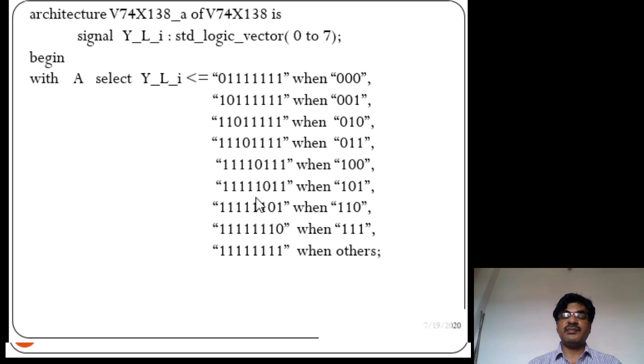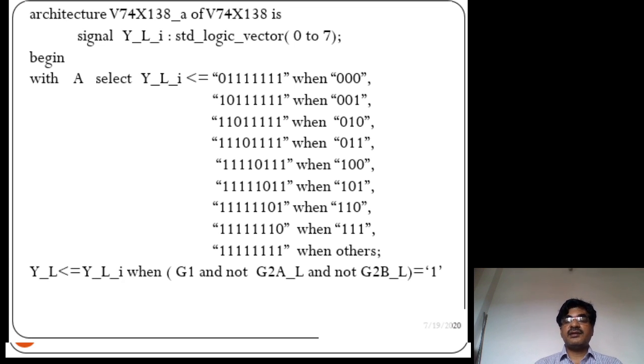How the output would be is represented first of all in the internal signal. Now I am passing this internal value to the output based on the enable data. Another input is also there in the IC, that is enable. So when G1 is 1, G2A is 0, G2B also 0, then only the IC is active, and for the corresponding input combination, one of the outputs is active. For that I am using the conditional signal assignment statement, that is the when else statement.